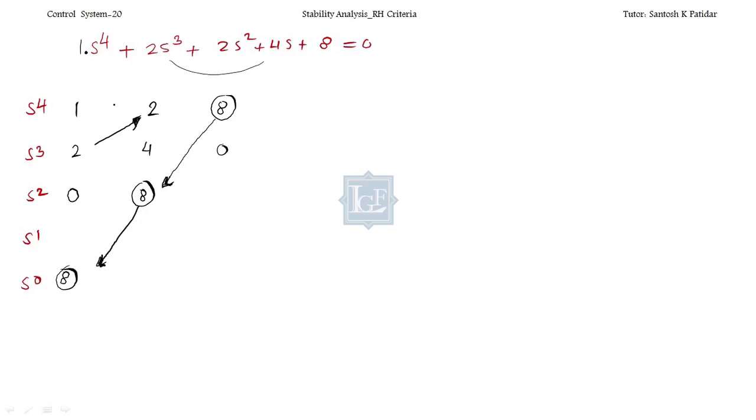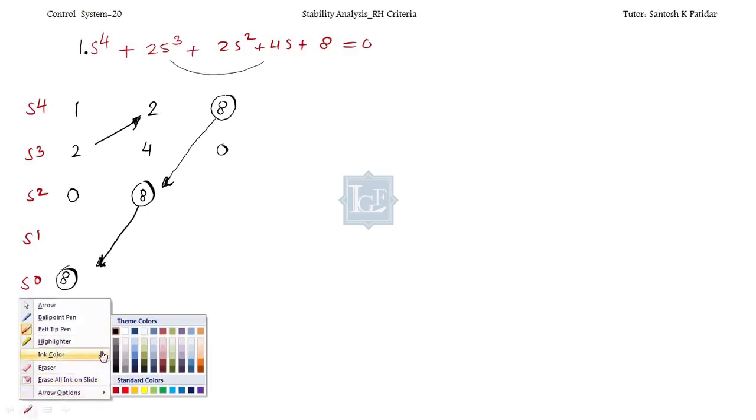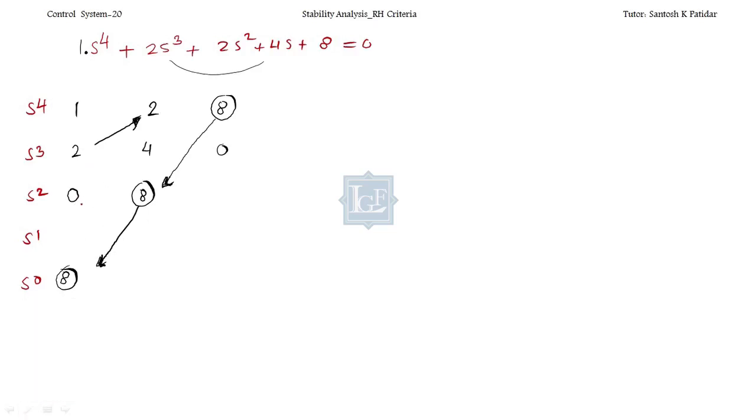So in the first column of the RH table, if you are getting 0, you will replace this 0 with a small value. Let's take it, epsilon. You will replace this with epsilon. This is also a small value equivalent to 0. Okay, I'm writing this epsilon.